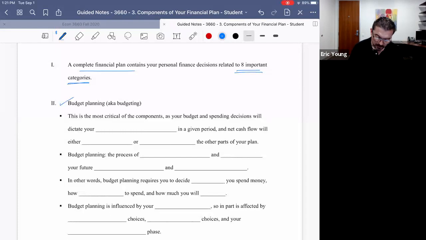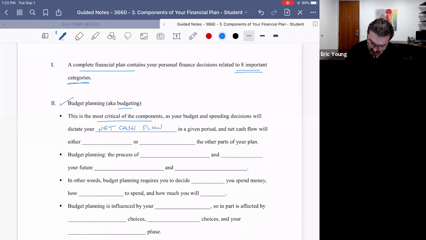The first part, component number 1, category number 1, is budget planning, AKA budgeting. And while this is oftentimes the most hated part of the process, especially for students who come in and just want to learn how to invest in stocks so they can be rich tomorrow, it's the most critical of the components. Budget planning is the most critical because at the end of it all, your budget and spending decisions will dictate your net cash flow in a given period.